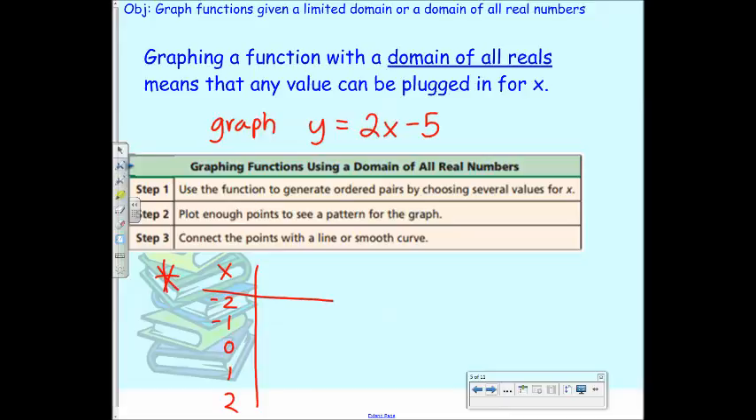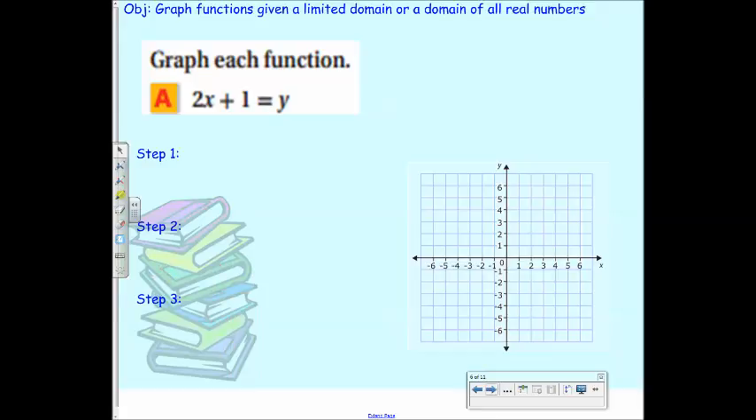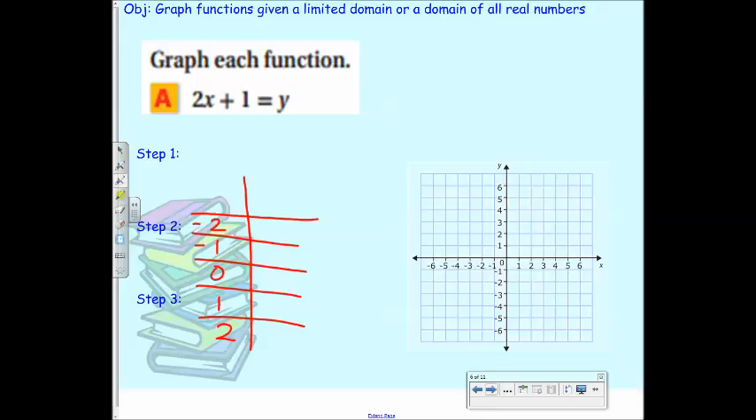All right, so graph this function. Is the y by itself? So do I need to do step 1? No, so I don't need to do step 1. So for step 2, I just need to pick my own domain. What domain am I going to use? 1 and 2. Okay, and from here I just need to plug them in. So here are my x's. I plug in negative 2. 2 times negative 2 is? Negative 4 plus 1 is? Negative 3. Good. All right, I plug in negative 1.